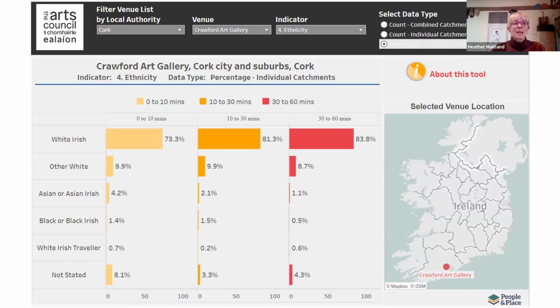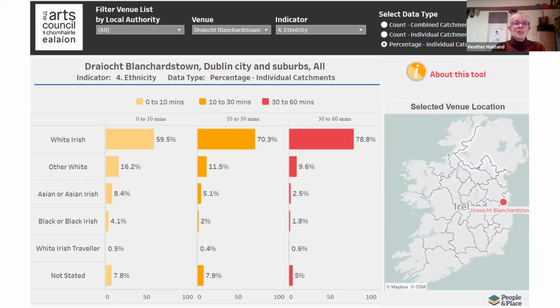You can see that whether it's good or bad depends on which drive time area you look at. So in urban areas within 10 minutes, 73%. And actually 85% is not that great compared to 73%. But in the more rural 10 to 30-minute drive time, it's 81%. So 85% doesn't look too bad. However, at Driocht in Blanchardstown, 85% would be really disappointing compared to the 10-minute drive time band figure of 60%. And actually even the 10 to 30-minute band at 70%.